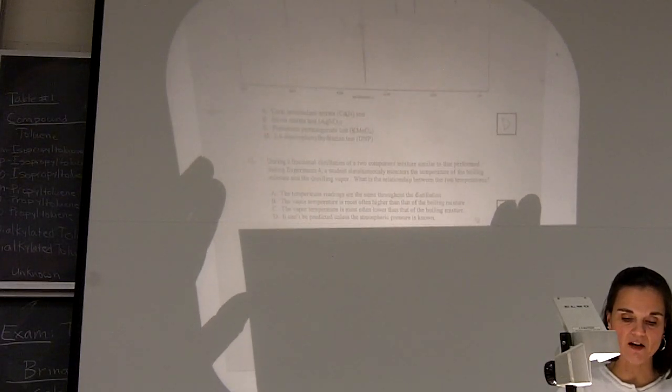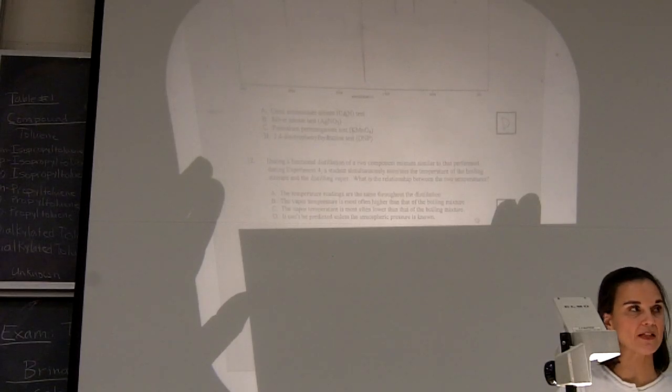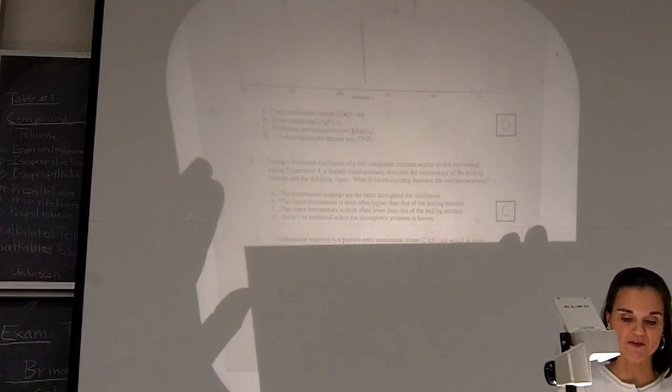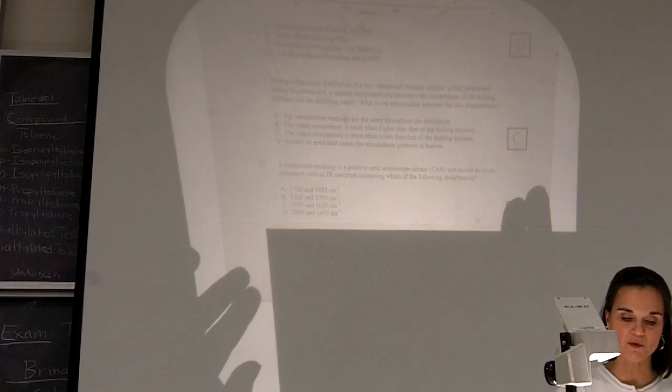During a fractional distillation of a two-component mixture similar to that performed during experiment 4, a student simultaneously monitors the temperature of the boiling mixture and the distilling vapor. What is the relationship between the two temperatures? The temperature readings are the same throughout the distillation. No. The vapor temperature is often higher than that of the boiling temperature. No. The vapor temperature is most often lower than that of the boiling mixture. Yes. And it can't be predicted unless atmospheric pressure is unknown. It's not true.